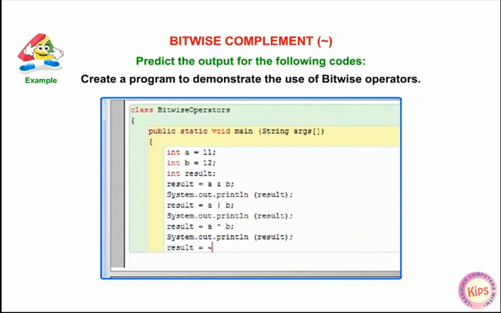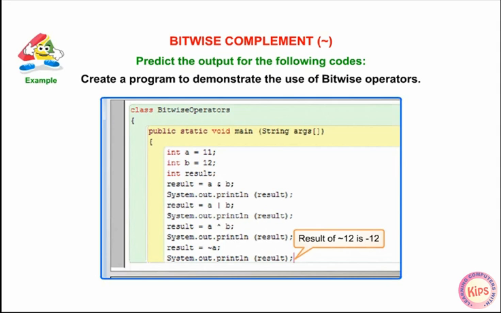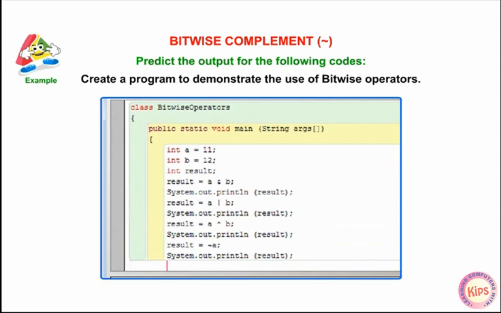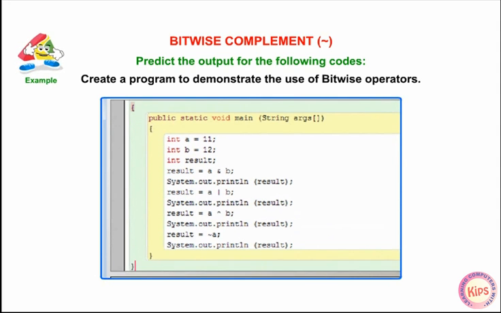Result = ~A; System.out.println(result); Result of complement of 12 is minus 12. Curly braces close, curly braces close.